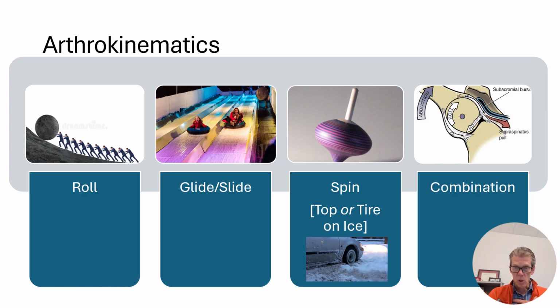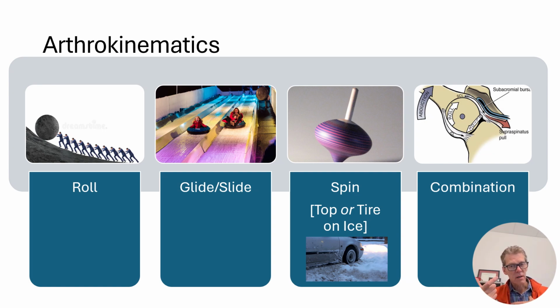The first one is roll. And so if we have a rounded surface or a convex surface and a concave surface, we can roll like a tire rolling on pavement between those two joint surfaces. So here's rolling a boulder up a hill, right? That's roll.